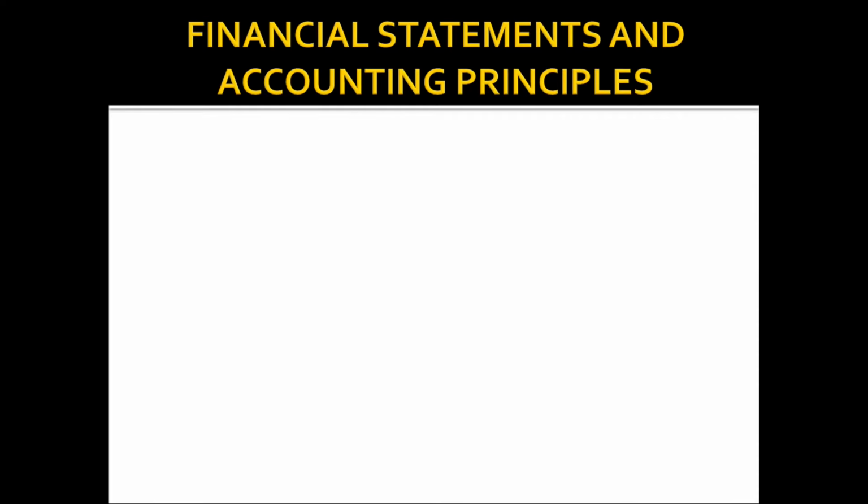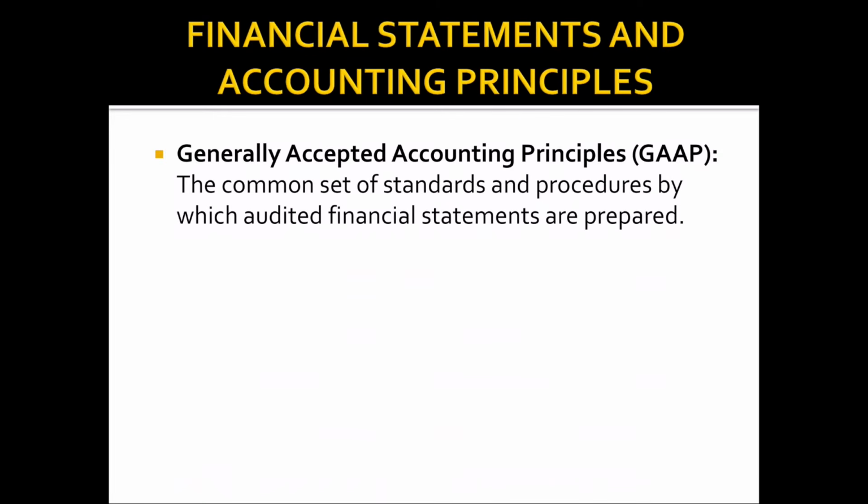So when companies are creating these financial statements, oftentimes they use what are called the generally accepted accounting principles, or GAAP. These are a common set of standards and procedures by which audited financial statements are prepared. You may have also heard of the standards called IFRS, which are the International Financial Reporting Standards, just another standard that is used by different companies when they are constructing these financial statements. What we will focus on here are the generally accepted accounting principles. So once again, these are rules and standards that they must adhere to when they create these financial statements.